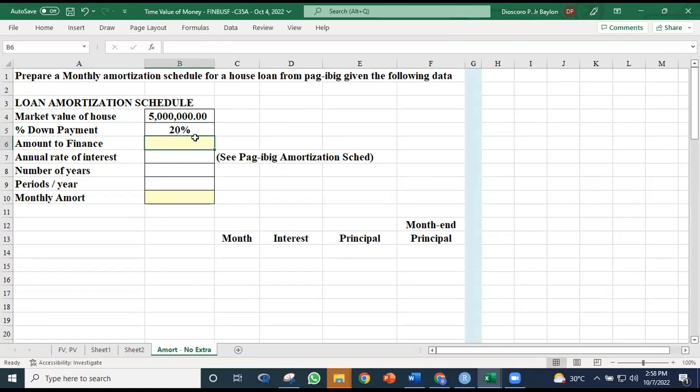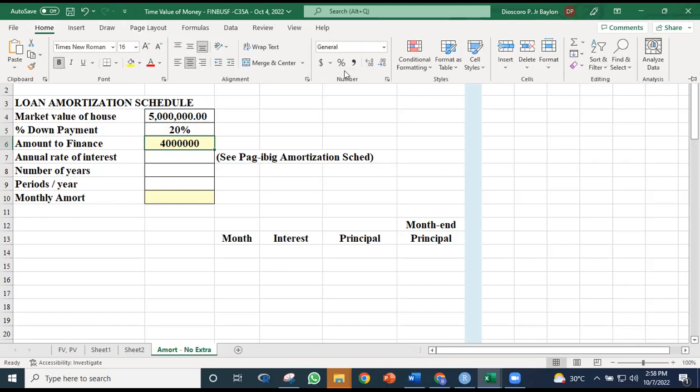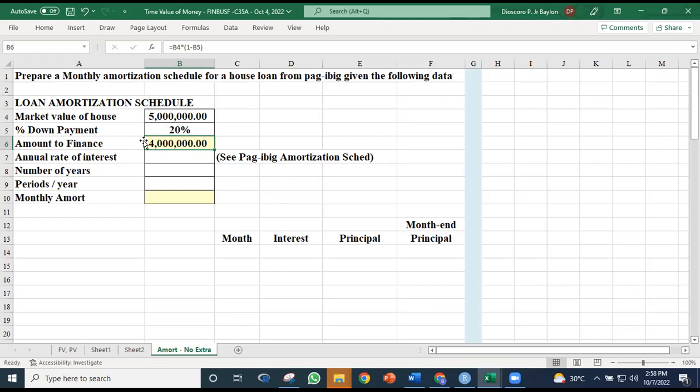Market value of the house is 5 million, but let's say the Pag-ibig requires 20% down payment or equity, which means yung down na yan, guys, it will not go to Pag-ibig, no? Ibig sabihin nun, ang uutangin lang natin is 4 million. Okay, so 5 million multiplied by 1 minus 20%. Okay, so the amount to be financed, this will be the principal, right?